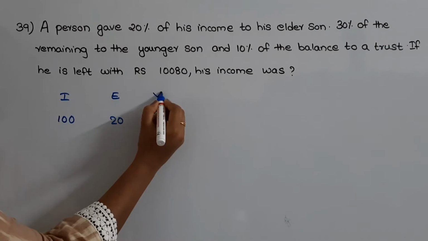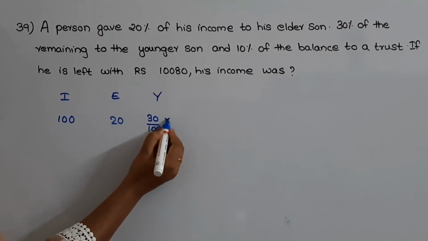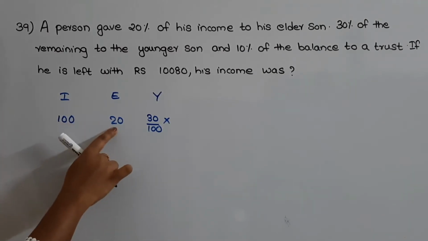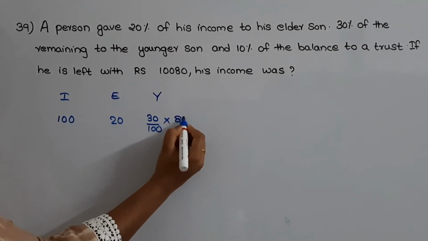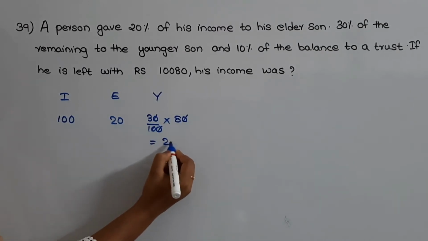Okay, so to the younger son he gave 30% of the remaining. What will be the remaining value? That will be 100 minus 20, that is 80. Okay, on simplifying this we will get it as 24.